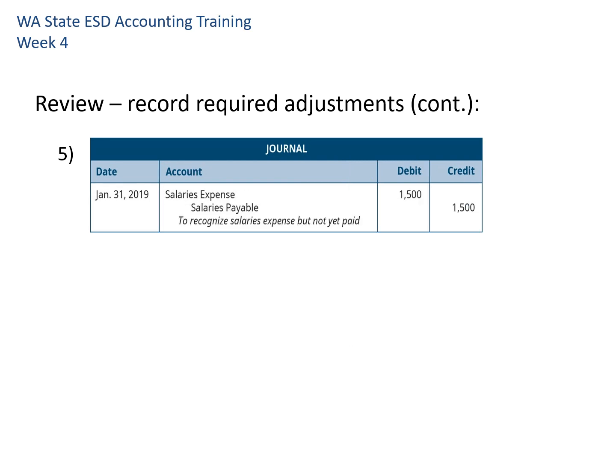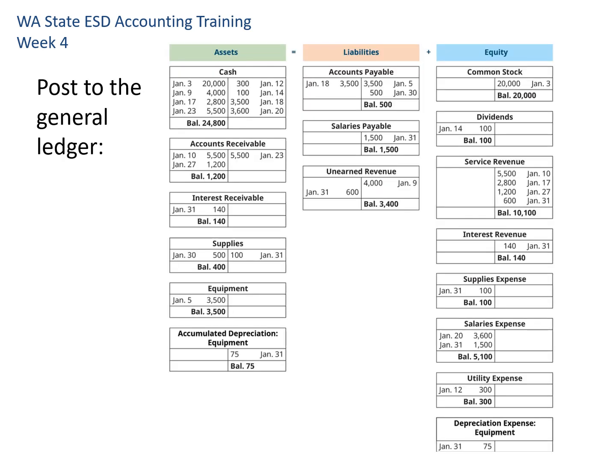And then lastly, we've done this several times as well. We would debit salary expense and credit salaries payable to reflect that people have done work for us and we owe them money. Once we've done that, we'll post each of these entries to the general ledger.